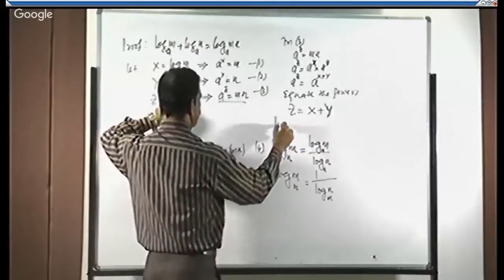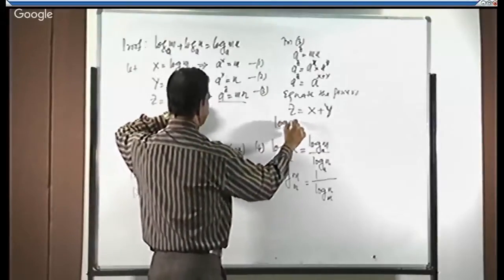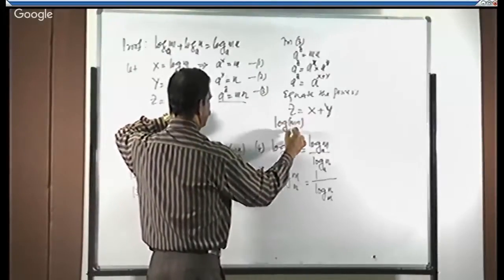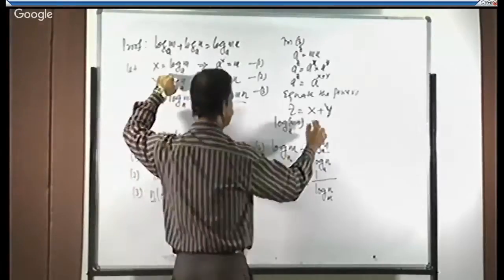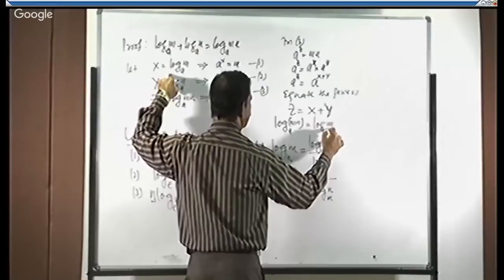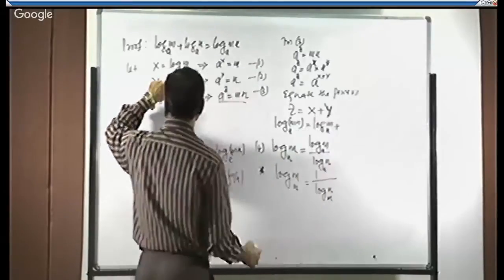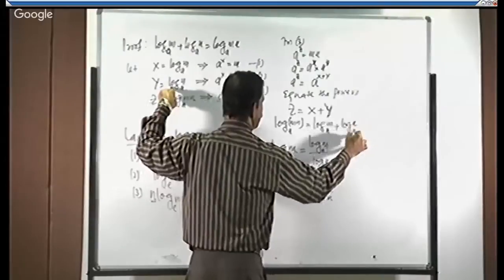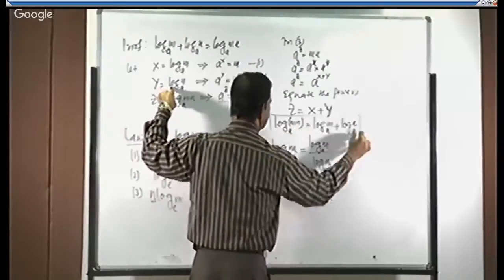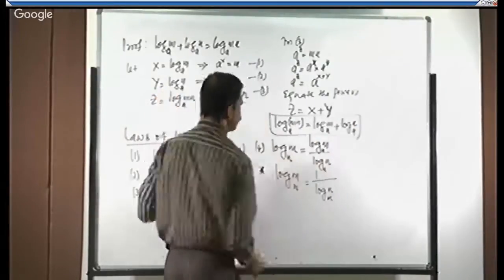Log of mn to the base a is equal to x. What is x? It is equal to log of m to the base a plus, what is y? Y is equal to log of n to the base a. See, we got the proof of the first law.